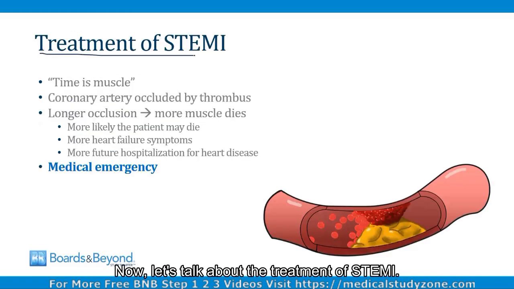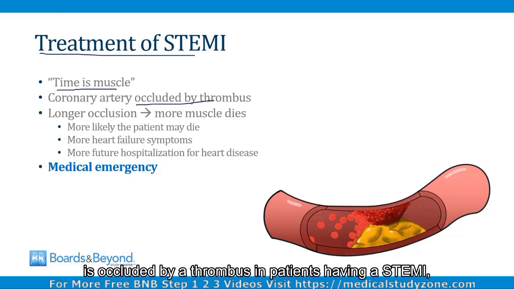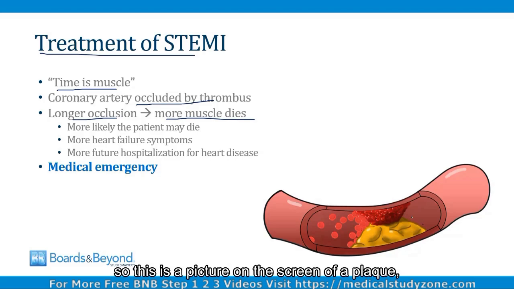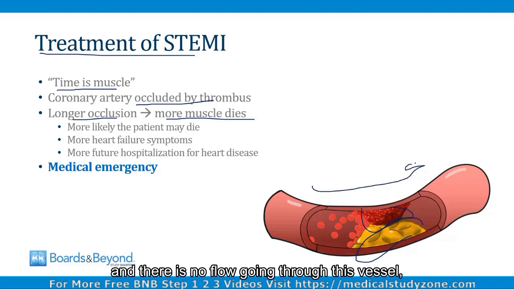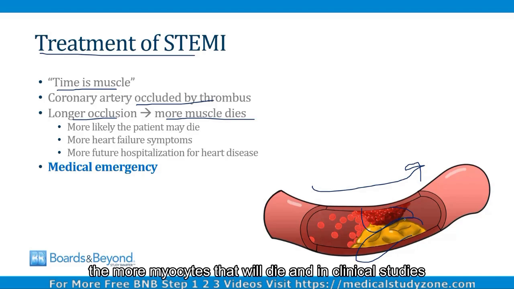Now let's talk about the treatment of STEMI. We say that in treating STEMI, time is muscle, and what we mean by this is that a coronary artery is occluded by a thrombus in patients having a STEMI. The longer that occlusion goes on, the more heart muscle that will die. So this is a picture on the screen of a plaque. It's ruptured and there's a thrombus, and there's no flow going through this vessel. That will cause a STEMI.